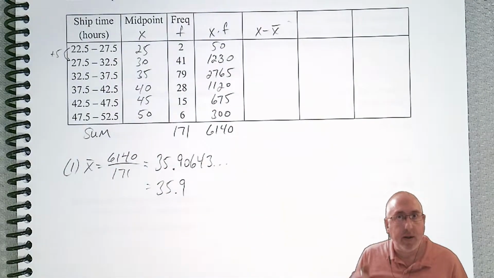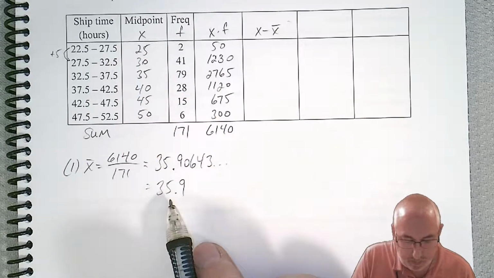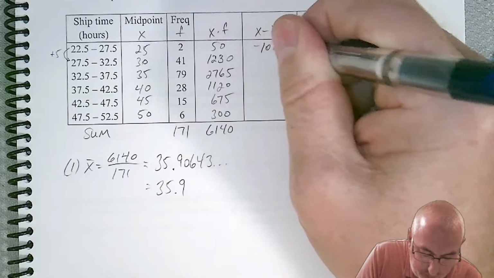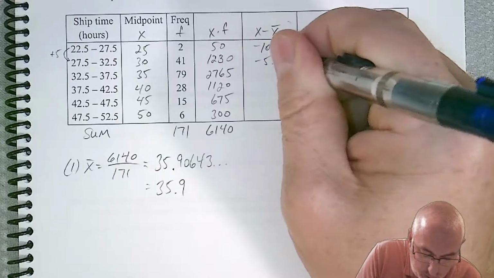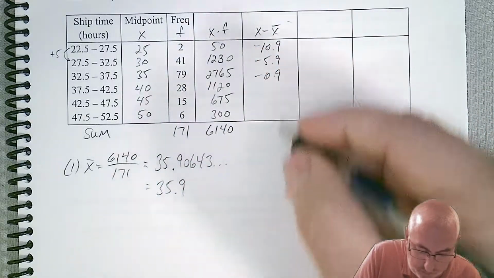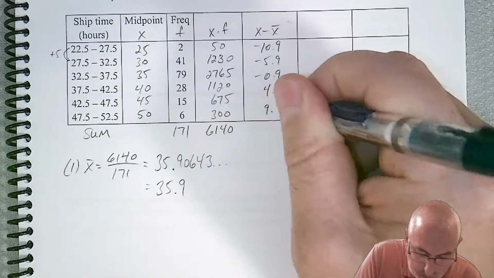is subtract. So the value minus the mean. So we got 25 minus 35.9. So that looks like a negative 10.9. And we can go from there. So 40 from that. So it looks like 4.1 and 9.1.